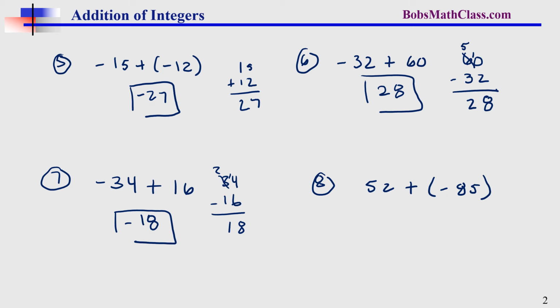All right, here's our next problem. 52 plus negative 85. Again, the signs are different, right? So we're going to subtract. I got to put the larger number on top.